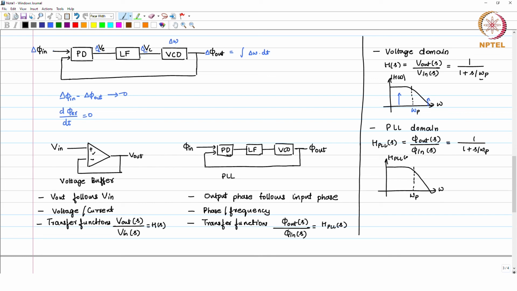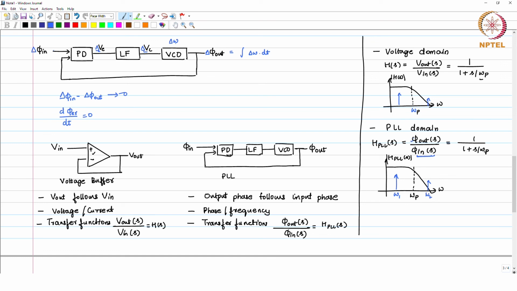So, I have this H PLL of S. If I apply any change in the input phase at a frequency omega 1 lesser than the bandwidth of the filter omega p, I will see that change in the output phase. If I apply any change in the input phase beyond the bandwidth of the filter, then that change will be rejected and I will not see it, or I will see a very attenuated frequency at omega 2 at the output of the PLL.